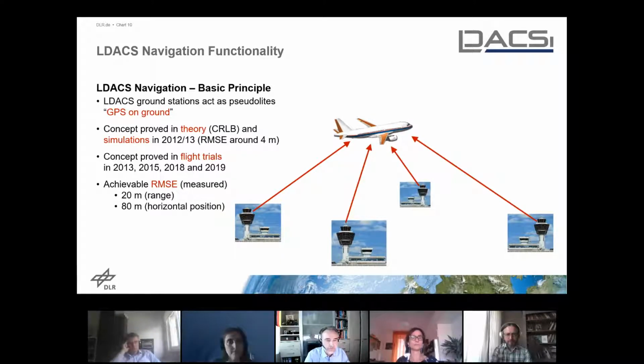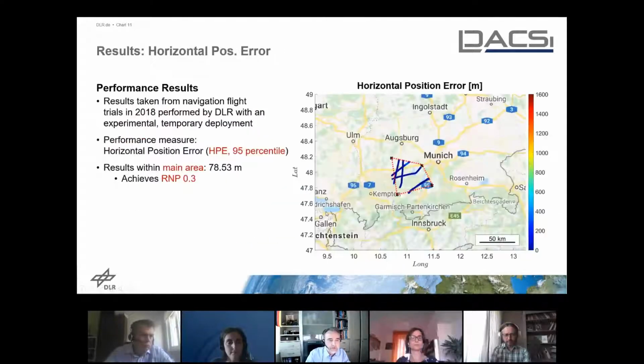This concept has been proved long years ago using theory and simulations. It was possible to show that in theory very high accuracy can be achieved, and in flight trials it was possible to show that we can achieve very interesting accuracies in the range of 20 meters for the pseudo ranges and 80 meters for the horizontal position. I brought some results from one of the flight measurement campaigns we did to show here.